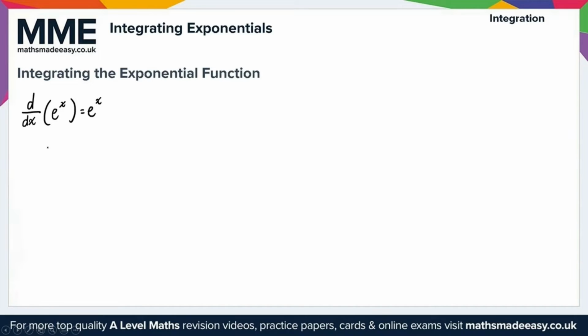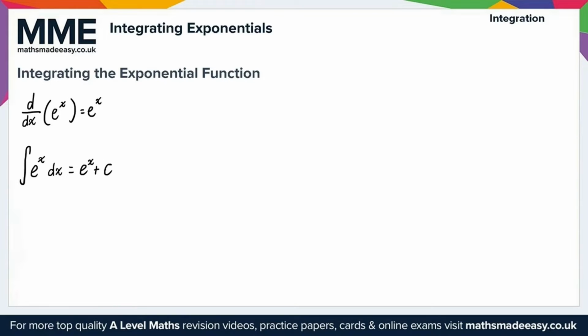If we integrate e to the x with respect to x, then that would simply give us e to the x again. So therefore, if we integrate e to the x with respect to x here, this simply gives us e to the x. And remember, as we don't have limits here on our integral, we need our constant of integration, plus c here.